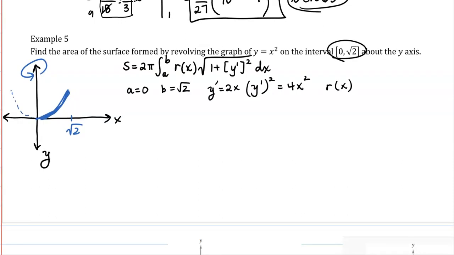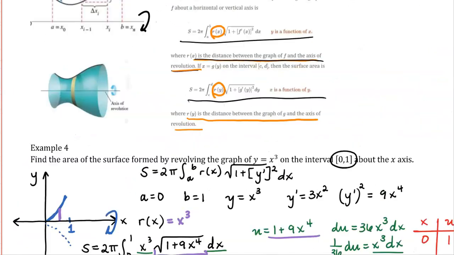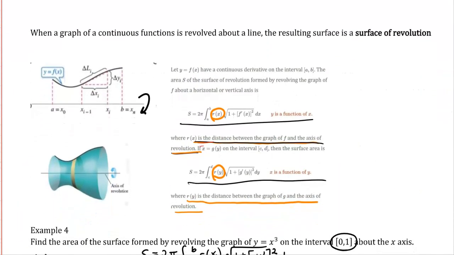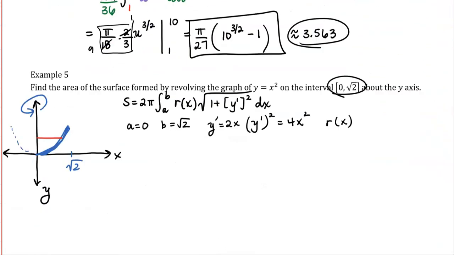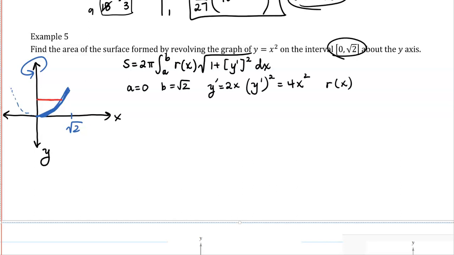R of x is the distance from the axis of revolution to the curve, to the function. It's the distance between the graph and the axis of revolution. So this red distance here, that would be our r of x. Now, that distance there is hitting y is equal to x squared. That is a horizontal distance. Whatever that horizontal distance is, it is the x value of where that function is hitting the curve. And it's positive, it's a distance.